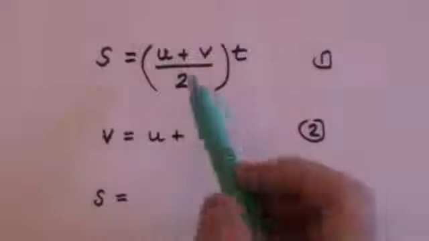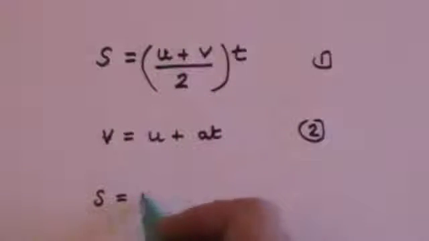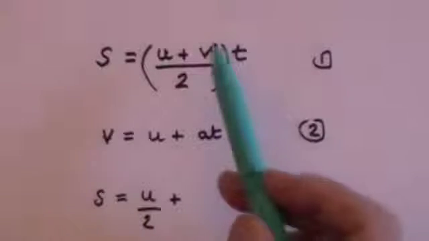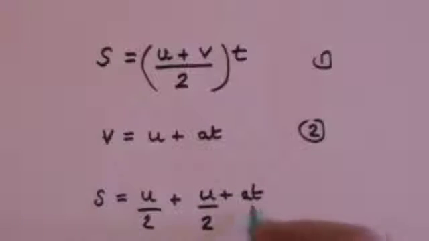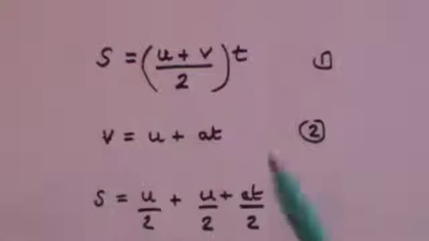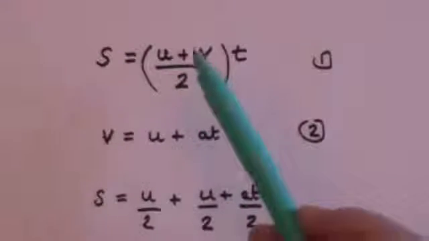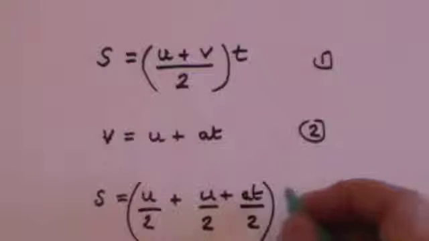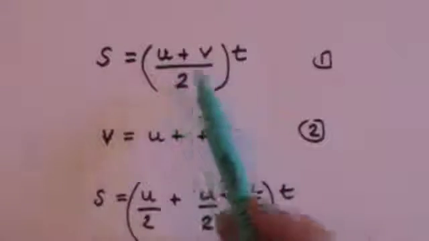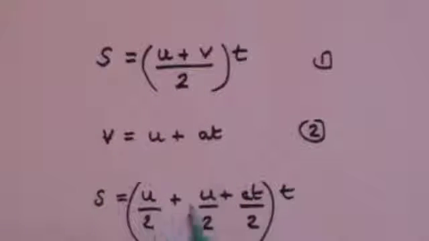So s is going to equal, well, here we've got u over 2, and then here we've got v over 2. But for v, I'm going to put u plus at over 2. All right, just to repeat what I did: s is u over 2 plus v over 2, but instead of v, I'm going to say u plus at, and they're both over 2. And all of those are multiplied by t, because it's u plus v all over 2 times t.